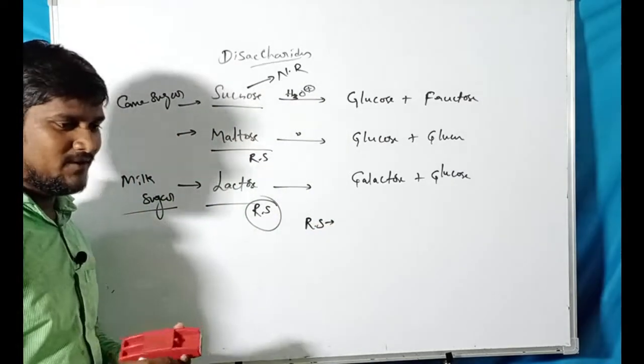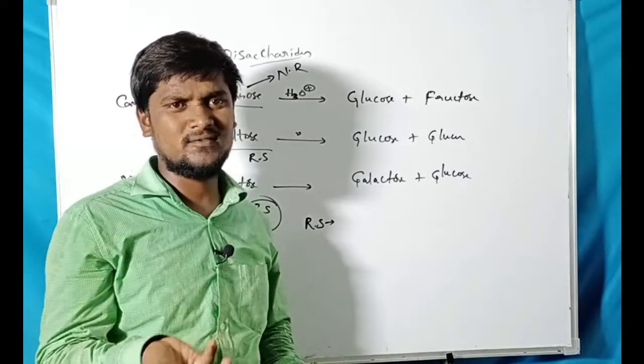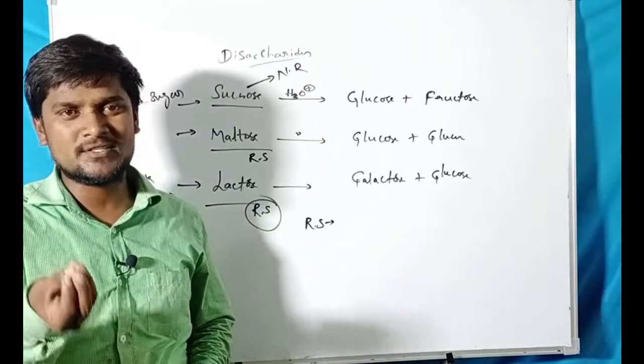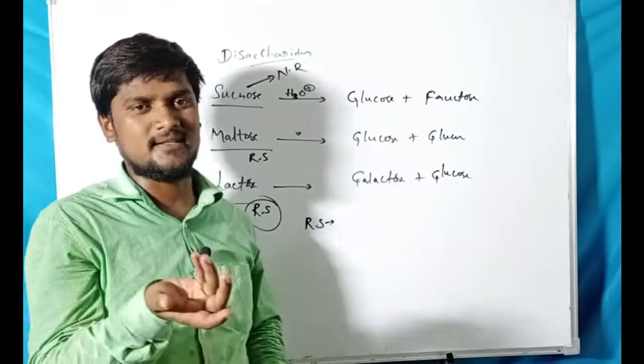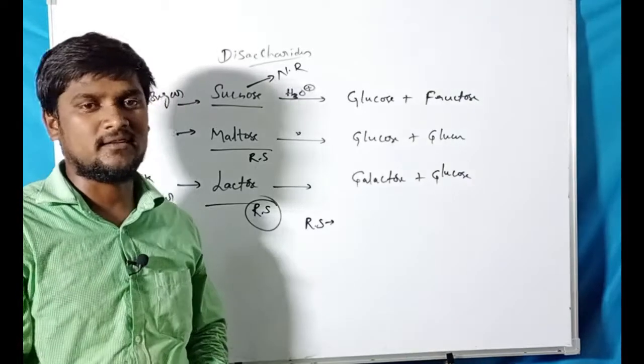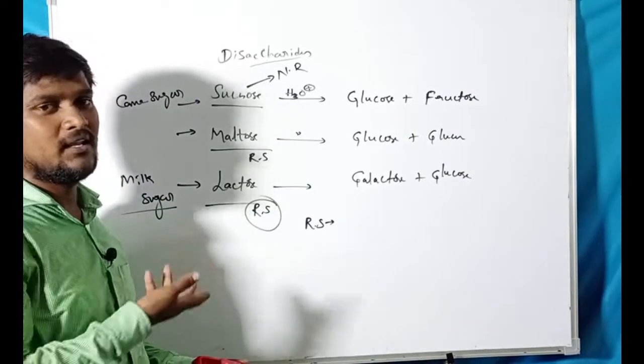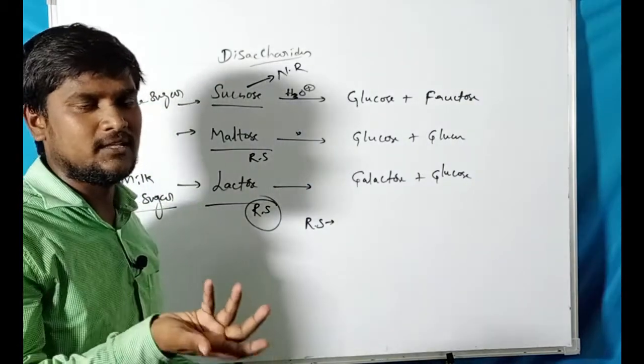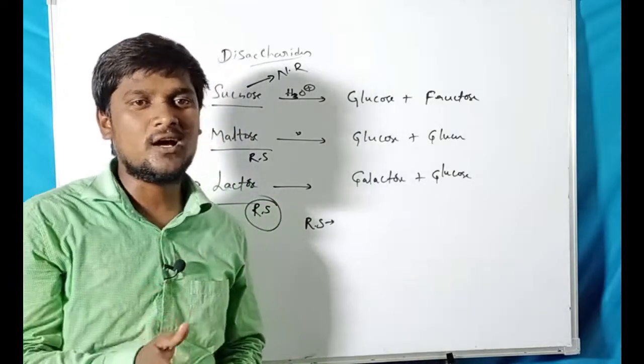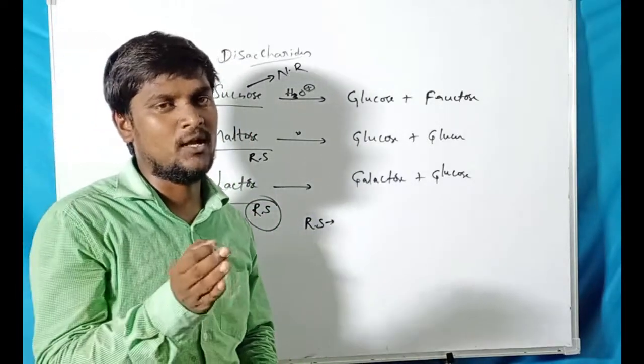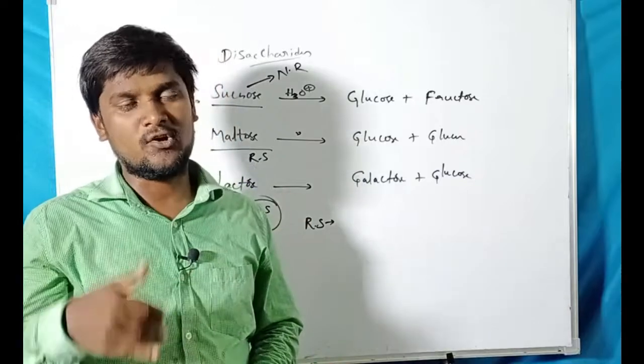Reducing sugar means a carbonyl functionality, a functional group which can be oxidized and so reduces the reagents, is called a reducing compound. Sugars that give a positive Tollens and Fehling test are called reducing sugars. Those that cannot are the non-reducing sugars.